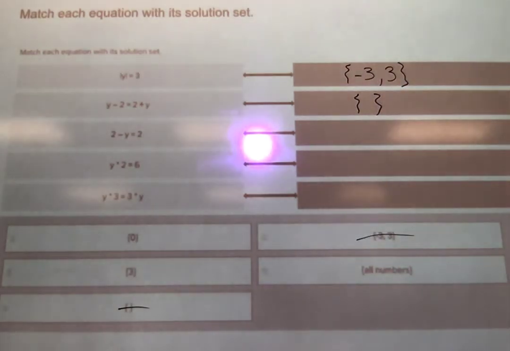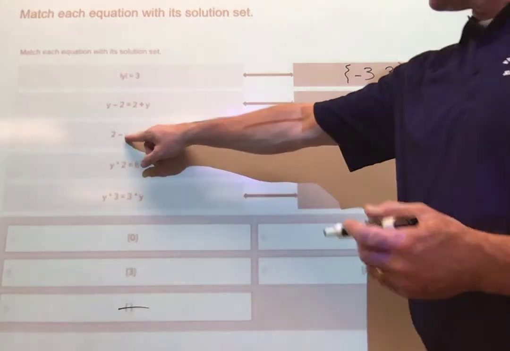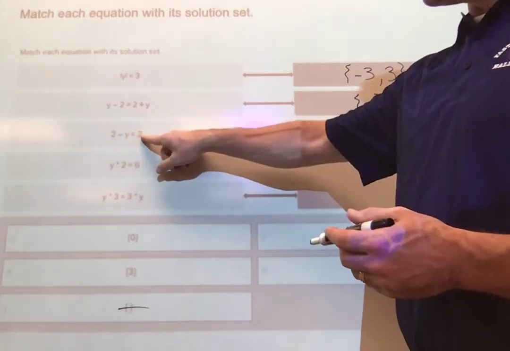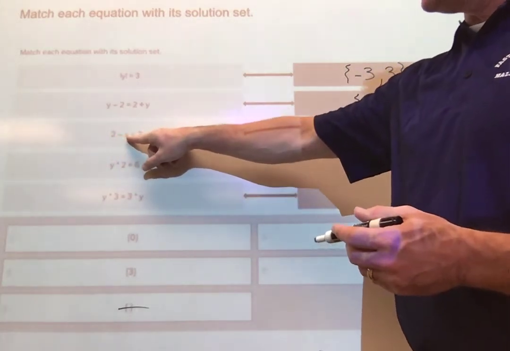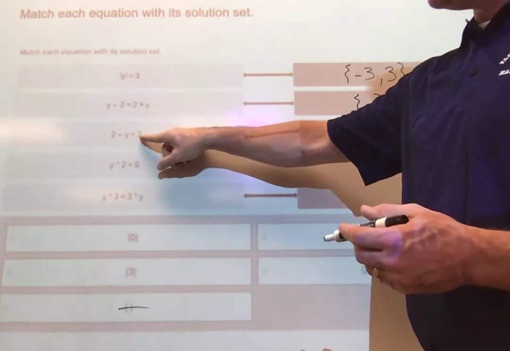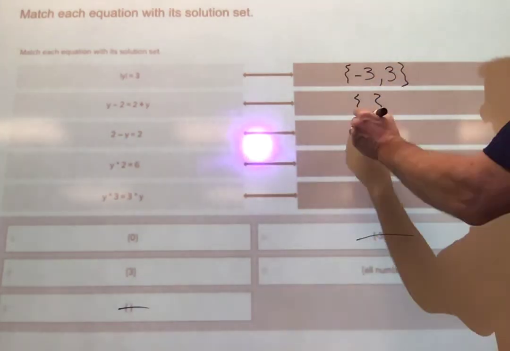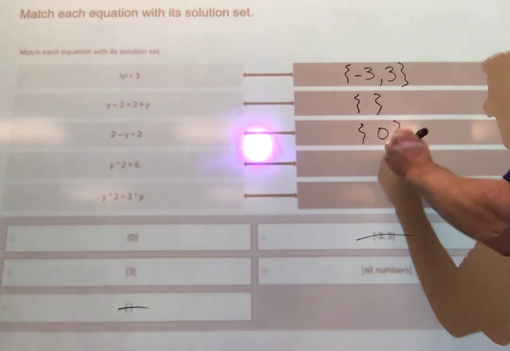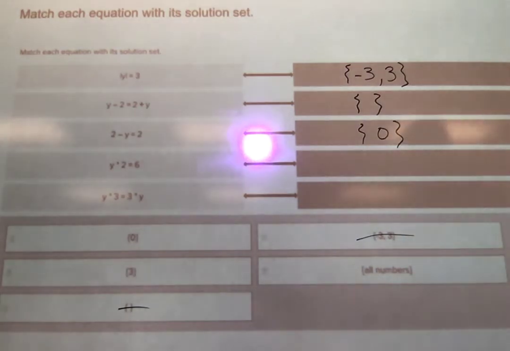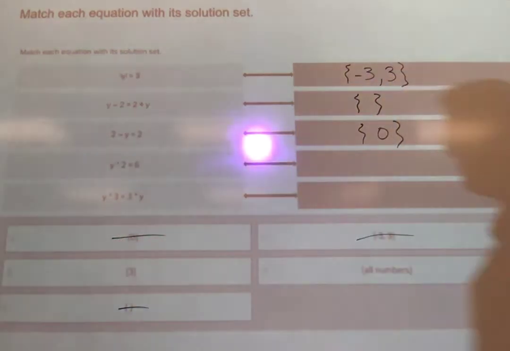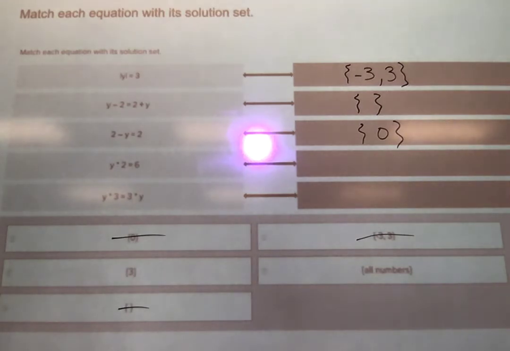The next one, 2 minus y equals 2. And I understand if I subtract nothing, you're going to get the same answer. So 2 minus nothing, or 2 minus 0, equals 2. So y in this case can equal 0. In the solution set, there's only one answer here. Use that one there. The next one, y times 2 equals 6.